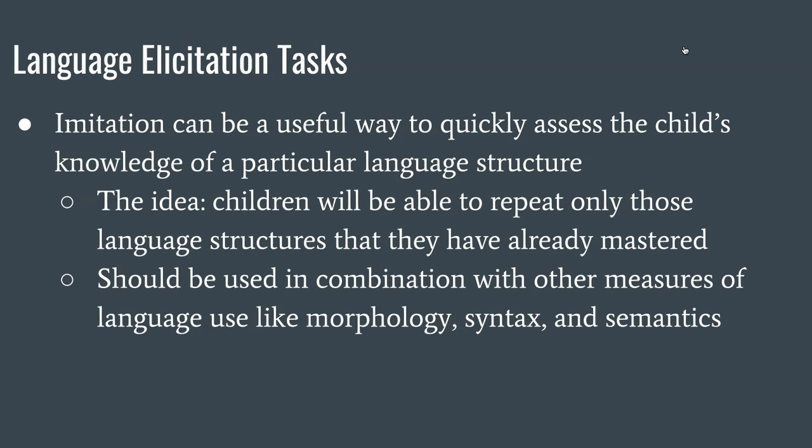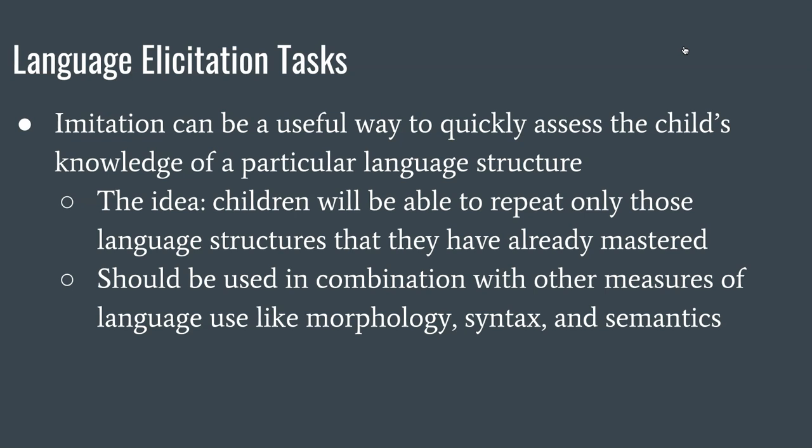Imitation can also be a useful way to quickly assess the child's knowledge of a particular language structure. So children will be able to repeat, it says, only those language structures that they have already mastered, but children will have a hard time repeating a sentence that's a passive sentence when they're only used to saying active sentences.